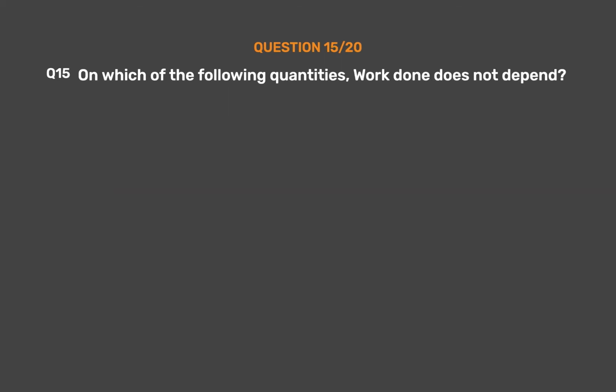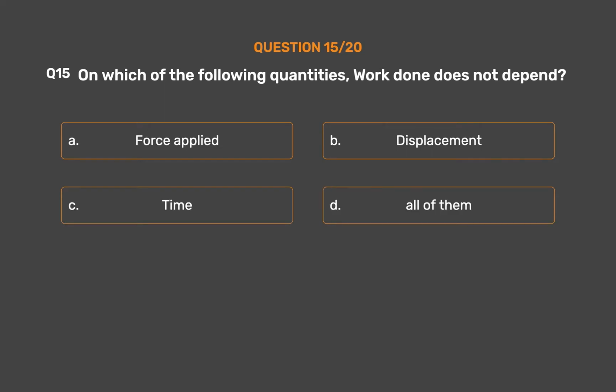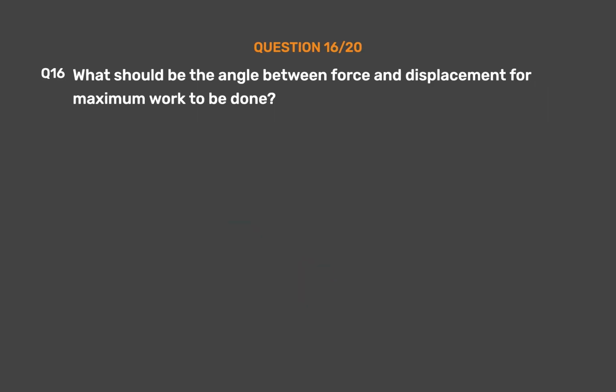Question number 15. On which of the following quantities work done does not depend? Option A. Force applied. Option B. Displacement. Option C. Time. Option D. All of them. The correct answer is Option C. Time.